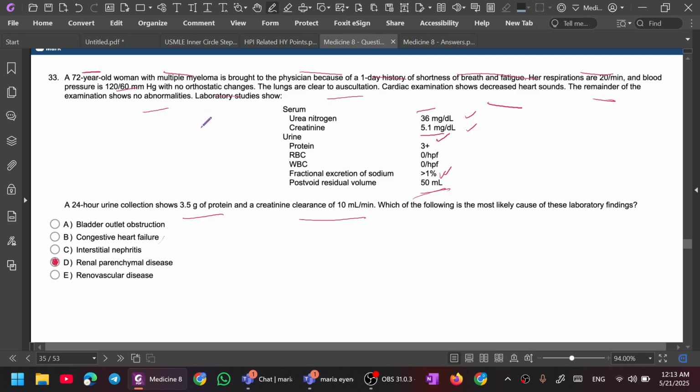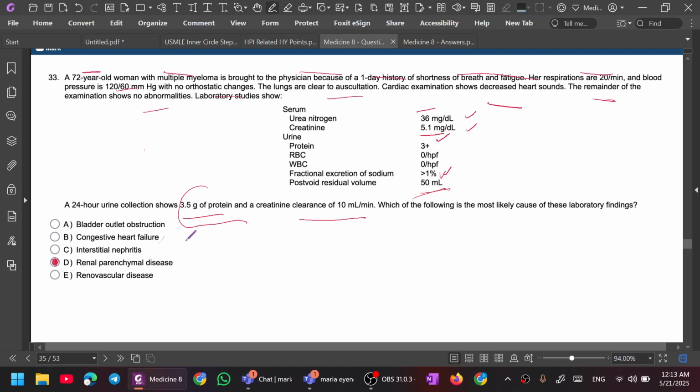Is it renal or prerenal? It is renal, isn't it? Acute tubular necrosis? This is because the FeNa is more than one. What is your thought? I'm between B and D, renal parenchymal disease or congestive heart failure. But congestive heart failure would have lung findings, like crackles.